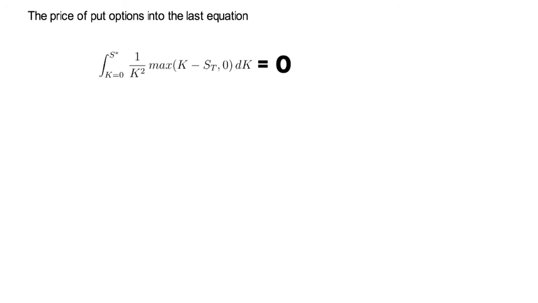Now that integral is 0 for S star being smaller than S_T. Make sure you see that. Pause the video if necessary. On the other hand, for S star being larger than S_T, that last integral coincides with the integral of K minus S_T divided by K squared, which we integrate over K, going from S_T to S star. Make sure you see that. And now just solving that deterministic integral leaves us with the log of S star over S_T plus S_T over S star minus 1.